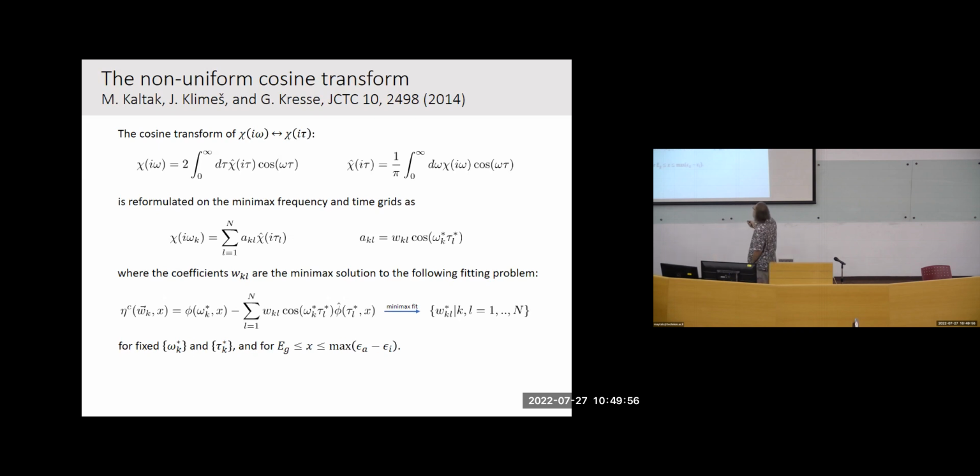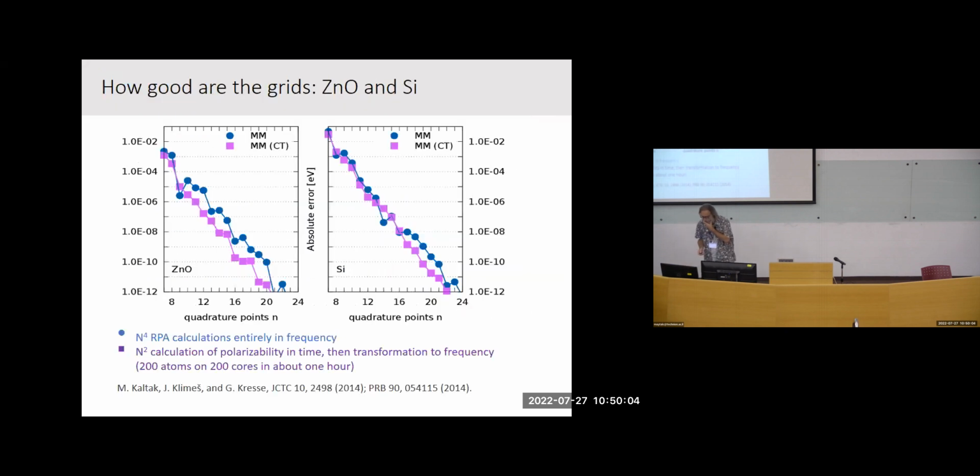And typically these sets of frequency and time points can be chosen to be fairly small, and that is shown here. So this is the energy, the absolute error in energy for zinc oxide and silicon. So here we basically compute the correlation energy in the random phase approximation for zinc oxide and silicon with both algorithms, with the n to the power 4 scaling one and with the cubic scaling one.